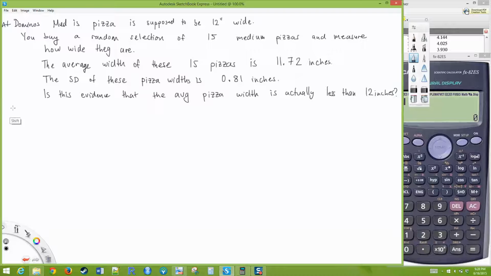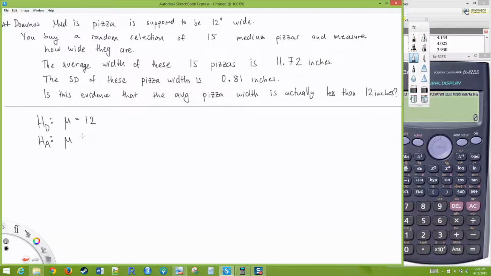So we're going to do a hypothesis test. Our null hypothesis is mu, the average width of all pizzas, is equal to 12 inches. And then the alternative: are we getting less pizza than what I'm paying for? So we want to know, is the width actually less than 12 inches?